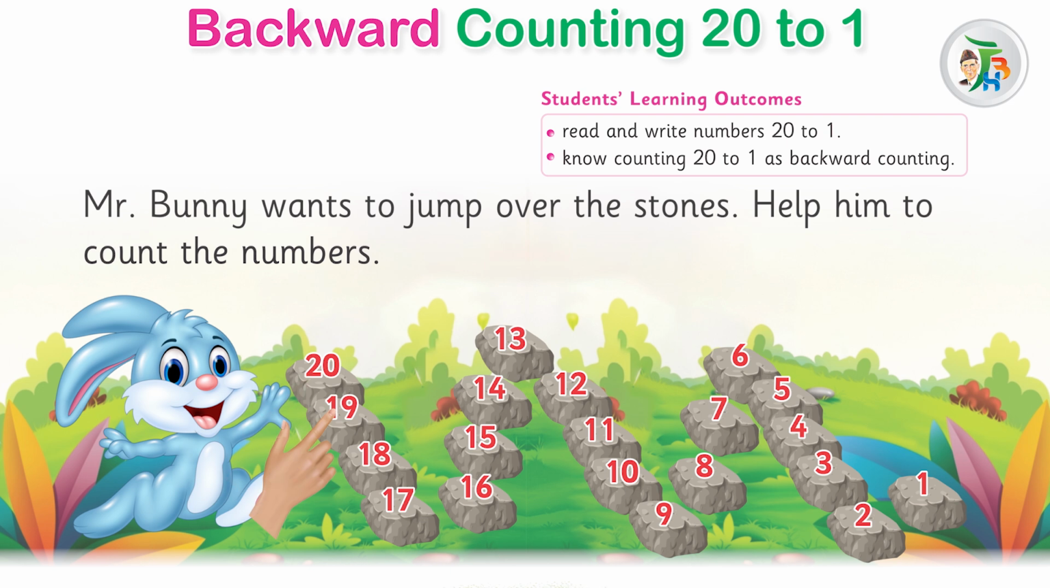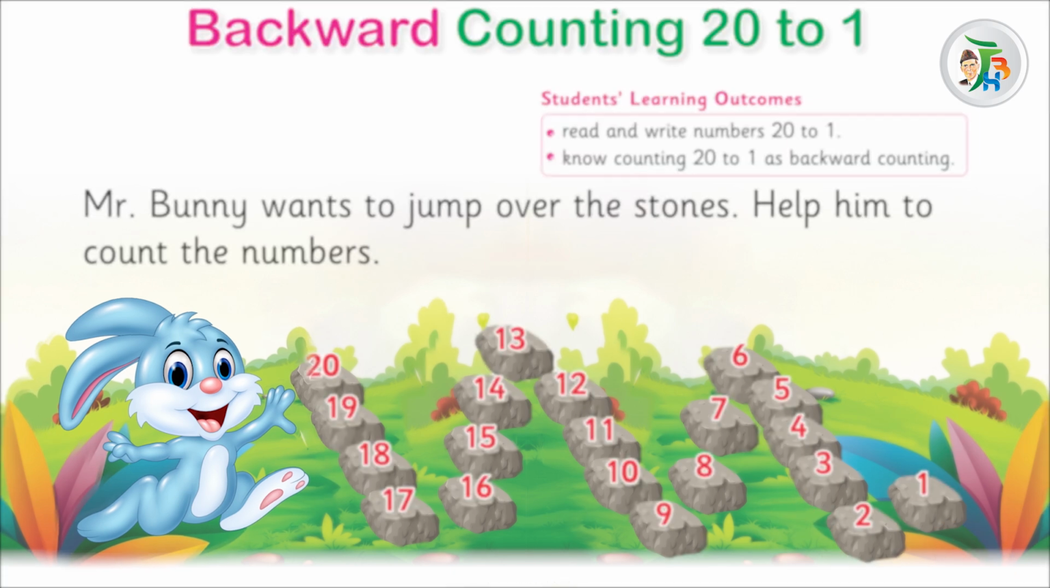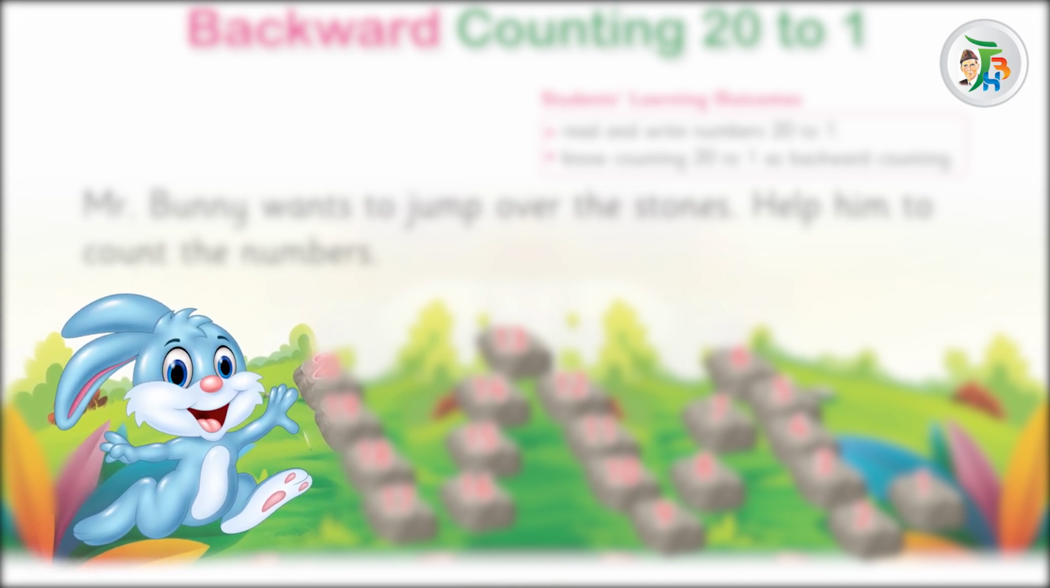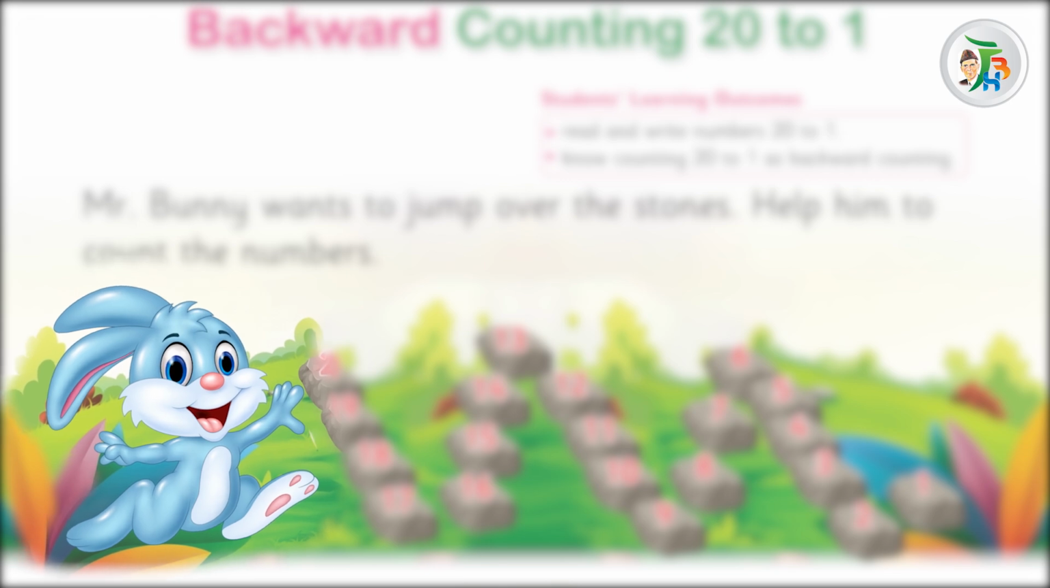20, 19, 18, 17, 16, 15, 14, 13, 12, 11, 10, 9, 8, 7, 6, 5, 4, 3, 2 and 1. हमने बनी की हेल्प की है. वो 20 से 1 तक तमाम स्टोन्स के ऊपर काउंट कर सका है.